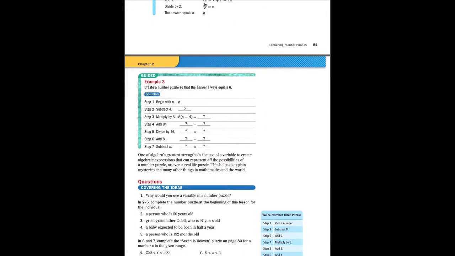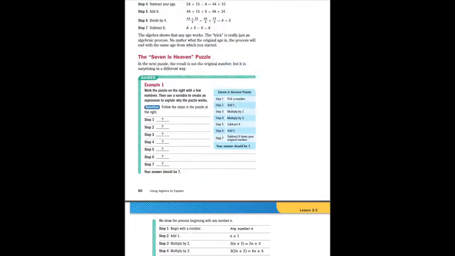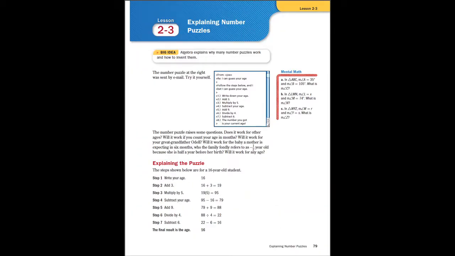A little bit of reading, some examples. I'm going to go through some with you. Remember, covering the ideas, applying the math. Get yourself ready for the mastery quiz. Good luck.